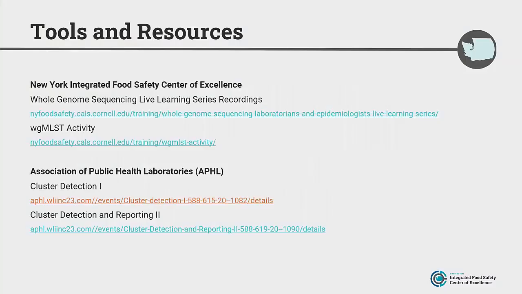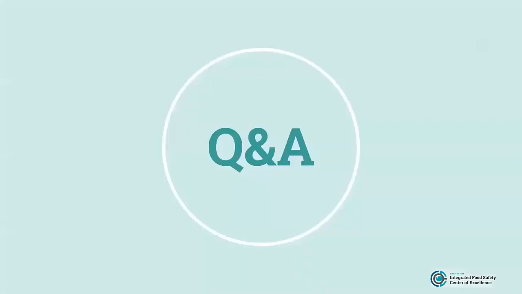So here are some additional tools and resources. The New York Food Safety Center of Excellence has a couple of live learning series recordings, as well as a whole genome MLST activity. And then APHL has a couple of webinars. The cluster detection one is more focused on the lab and using their BioNumerics programs, but the cluster detection and reporting 2 is a little more general about how to use epi and lab data to detect and communicate about clusters. And with that, we will move on to Q&A time with Beth.